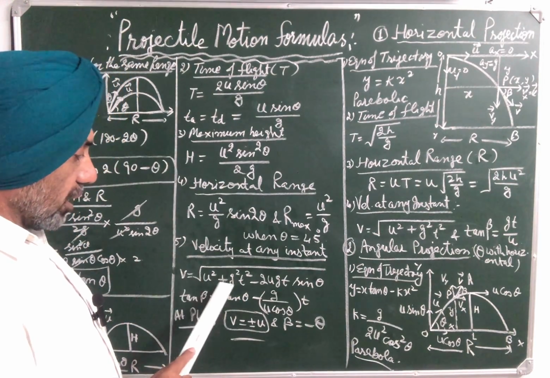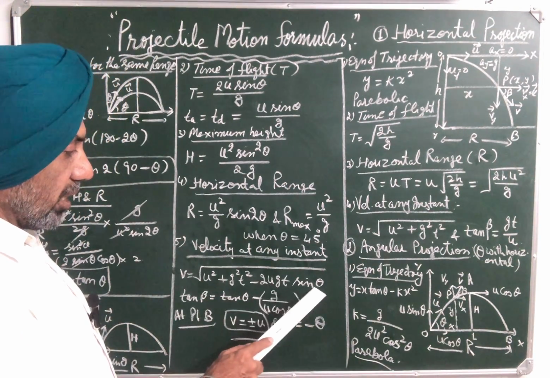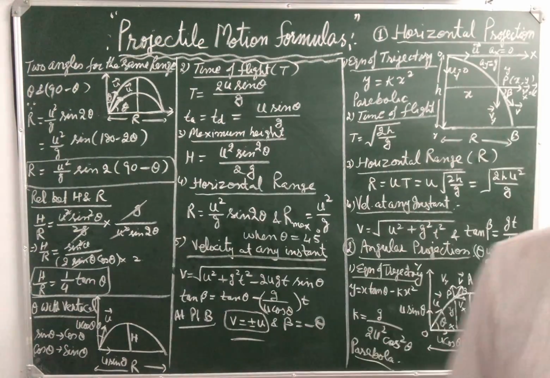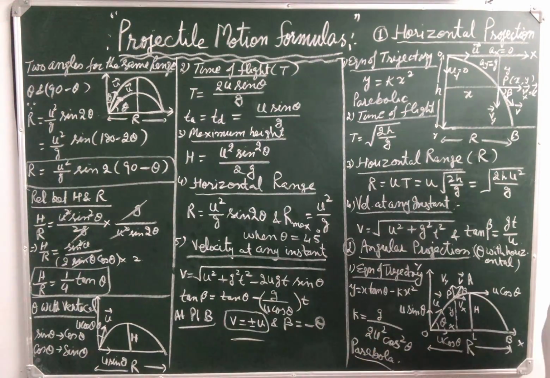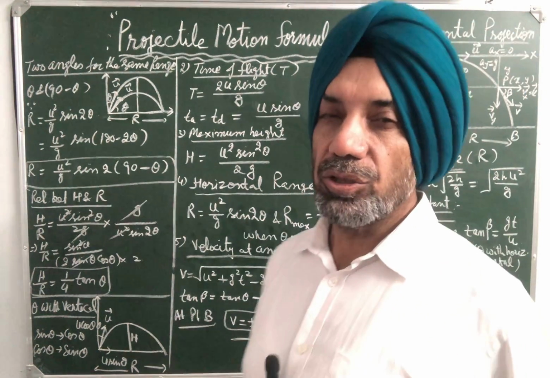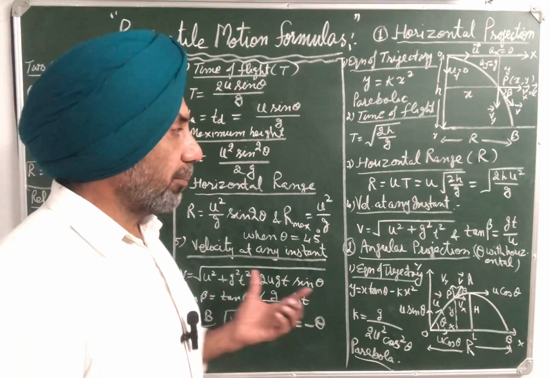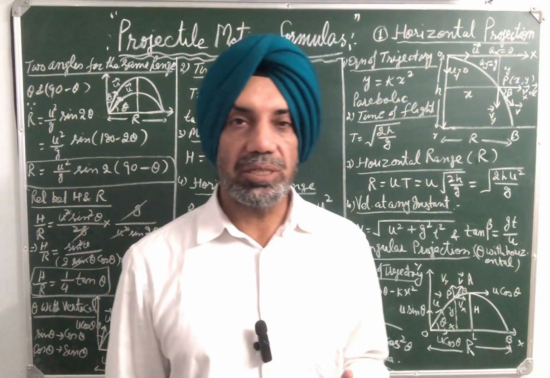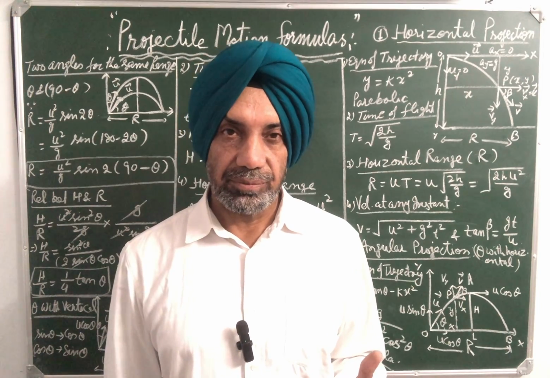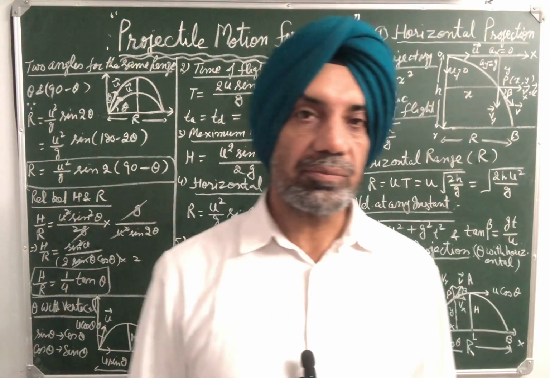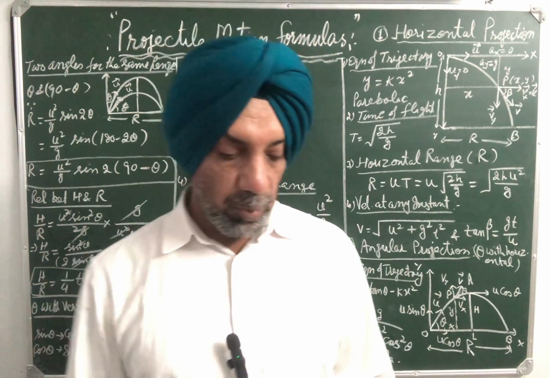Velocity will be √(u² + g²t² − 2ugt cos θ). So instead of sin θ we will have cos θ, and instead of tan θ we will have cot θ. So this is the only difference. So this is all about the main formulas of horizontal projection, vertical projection, angular projection with θ vertical or horizontal. So this is all about projectile motion.